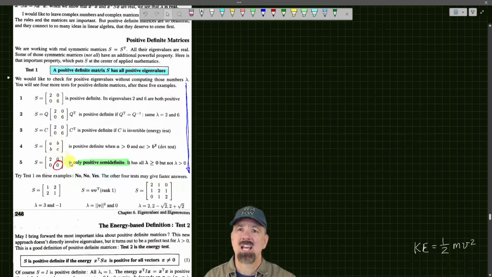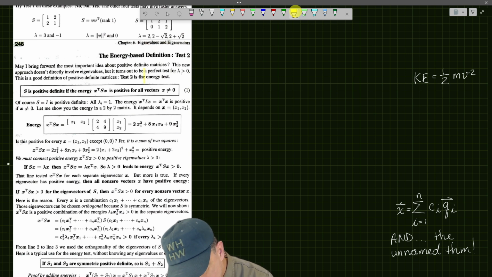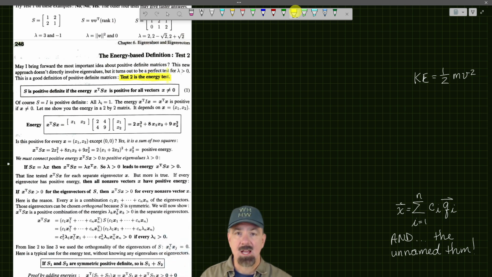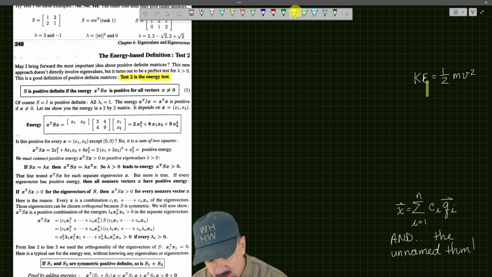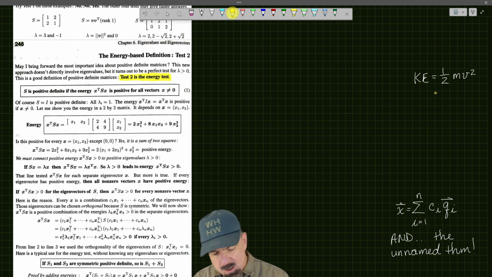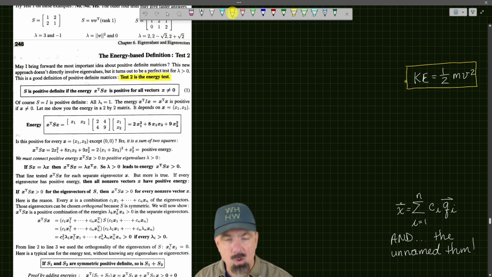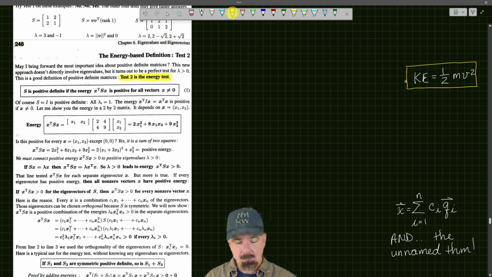And that really is the segue into our next conversation, which is about this energy test, which he will tell you is probably the best and most important of all of the tests that we have. So what the energy test is actually named for, and that's why I've written a little note here on the side, is kinetic energy. So you're used to this equation here. Kinetic energy is 1/2 mv squared. You've seen that in physics class.